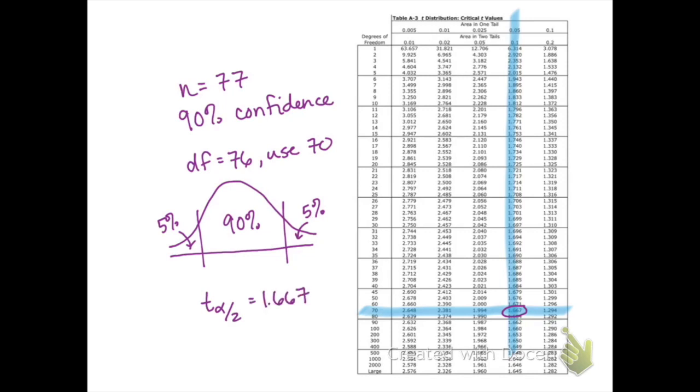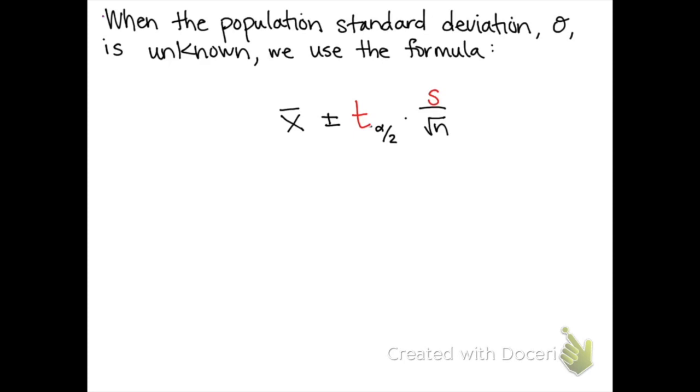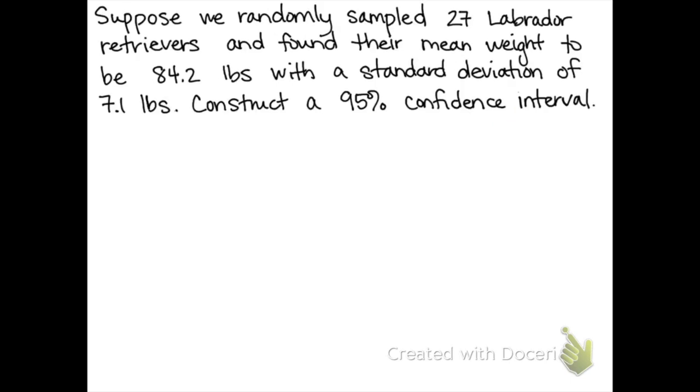Now that we know how to find critical t-scores, let's put this to work in our formula for finding a confidence interval. When sigma is unknown, and therefore we use s instead of sigma, this changes the formula slightly so that now we need to use a t-score and s in the formula. And remember that we also will need to use our degrees of freedom to find our critical t-score. Suppose we randomly sampled 27 Labrador Retrievers and found their mean weight to be 84.2 pounds with a standard deviation of 7.1 pounds. Construct a 95% confidence interval.